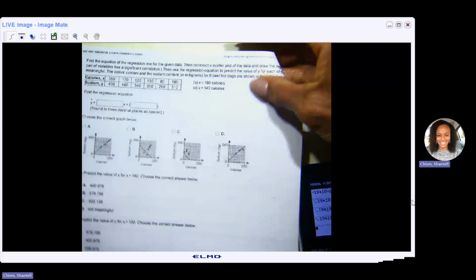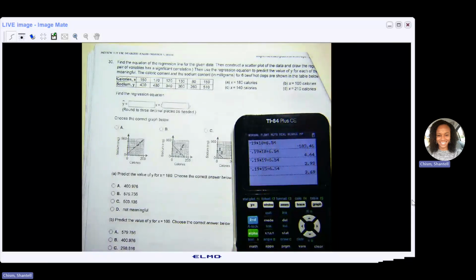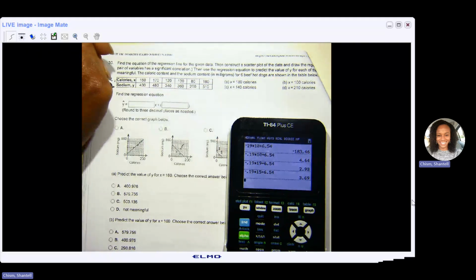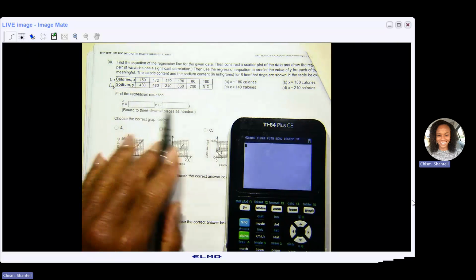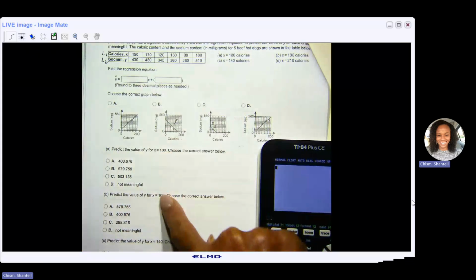This is basically another problem just like that one. I'm going to walk you through this one again so that you can recall the steps. When you do it enough, you should get it, okay? So I'm going to put the x's in list 1 and the y's in list 2. I'm going to get my regression equation, and then I'm going to look at the graph, okay? And then I'll take the regression equation and substitute in each of these x's to predict the y, okay?